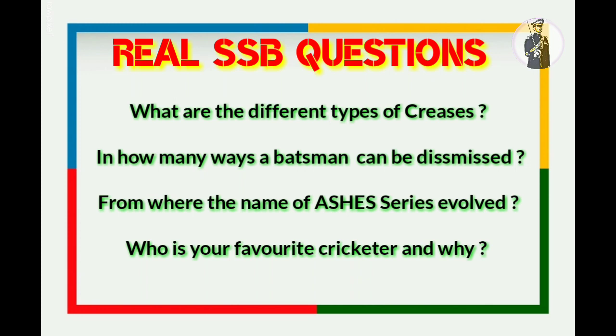The second question is: how many ways can a batsman be dismissed? There are a total of 10 ways in which a batsman can be dismissed. Now find your answers. Third is: from where did the name of the Ashes series evolve? This question was asked to my friend in Allahabad, as I already said. The interviewing officer said there is a very special series between England and Australia. He said, yes sir, I know, it is called Ashes. Then the officer said, okay, tell me the history of why it is called Ashes. So please read about why it is called Ashes. There is a very interesting history behind this.